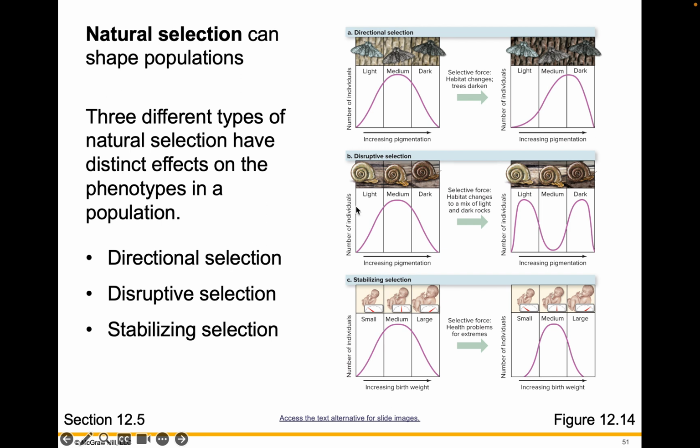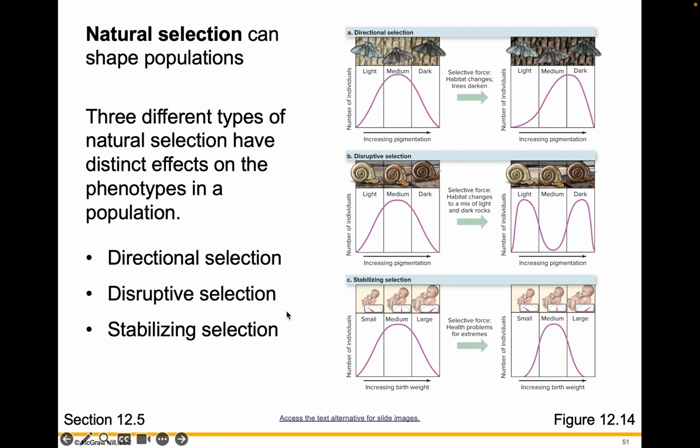There's also disruptive selection. Something changes, and having that common intermediate phenotype is disadvantageous, or it's bad. Those snails are more likely to be eaten. Then we see a shift towards light-colored and dark-colored snails.